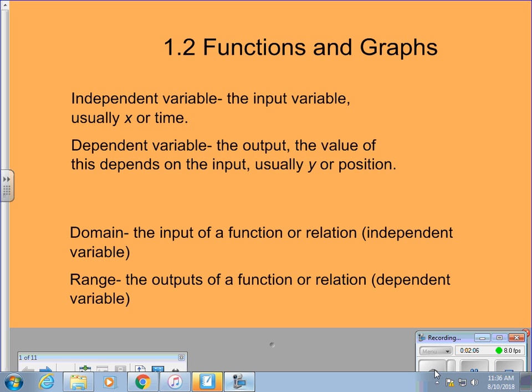Okay? Domain is the input of the function or relation. Independent is the independent variable. The domain is what can we put in? What are our possible values of our inputs? Okay, range is the output. What are we going to get out of it? What is our possible outputs? What are all our possible outputs?